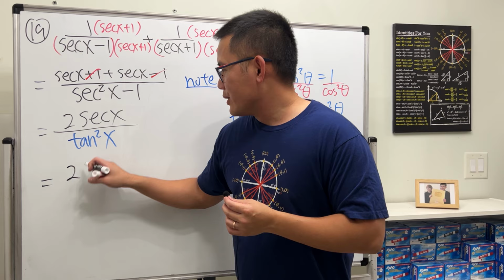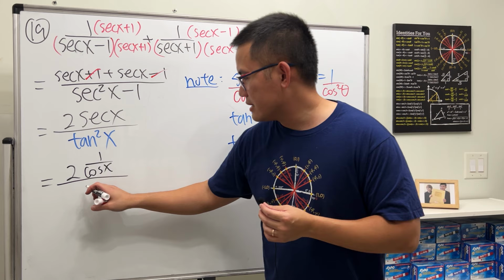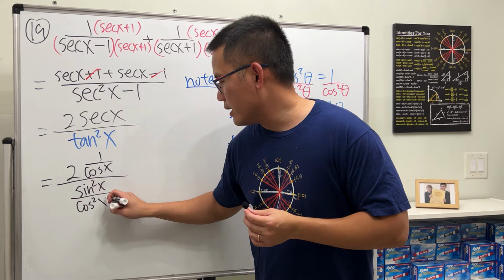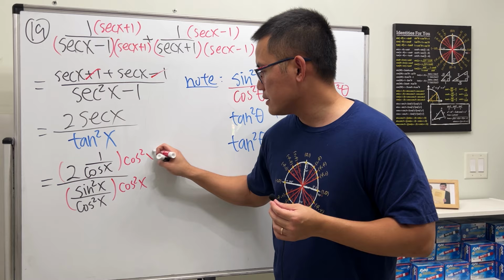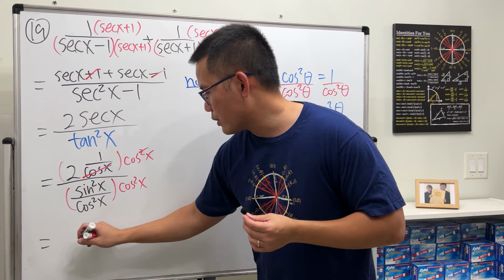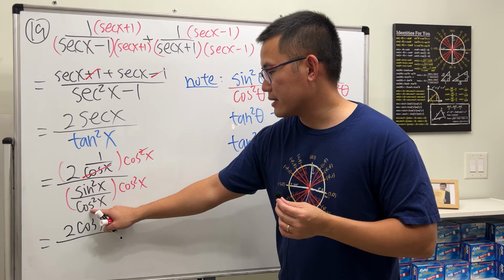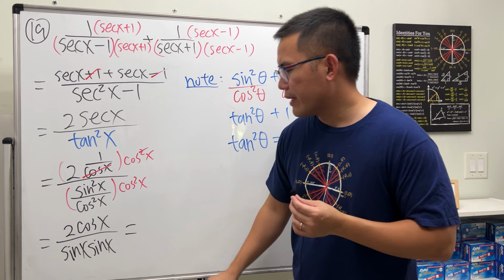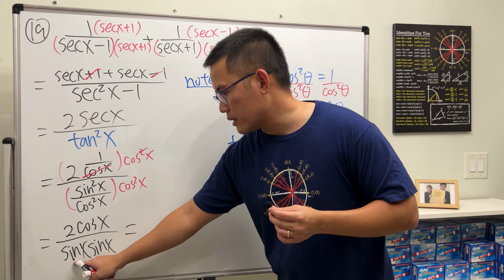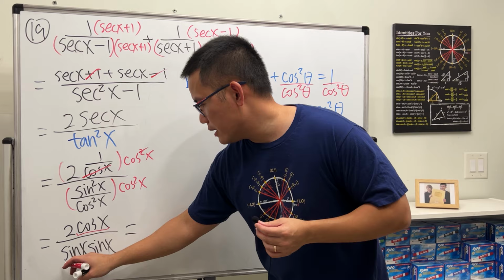Anyway, 2, and then this is 1 over cosine x, and this is sine squared x over cosine squared x. And then let's multiply the top and bottom by cosine squared x. So for the top, this and that cancel, so we have 2 cosine x. And for the bottom, this and that cancel already, we have sine squared. But sine squared, let's write it as sine x times sine x. Why? Because I noticed I have a cosine x on the top. I can pair this up with the bottom one right here.